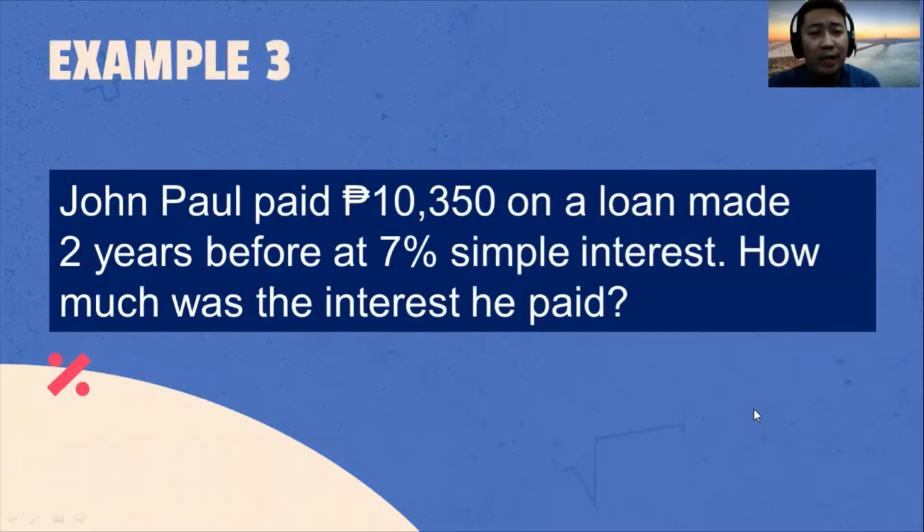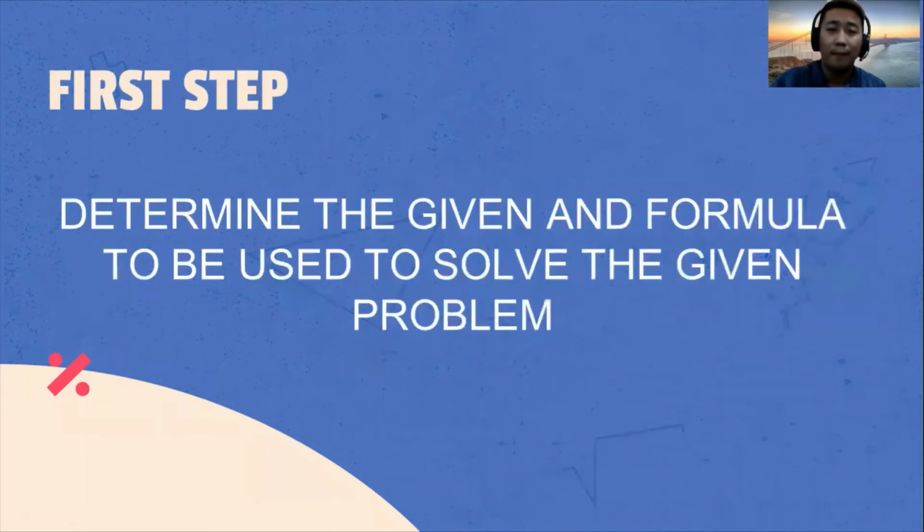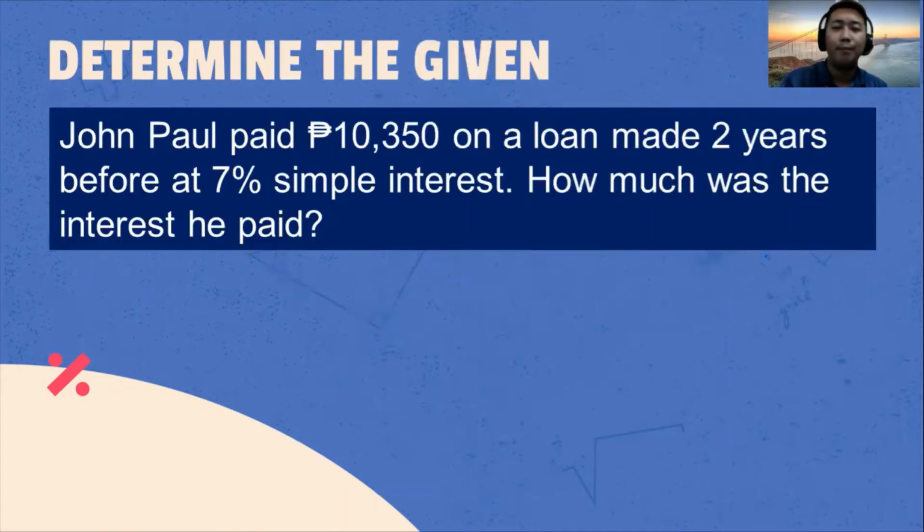Let's now try to solve another problem. Example number 3. John Paul paid 10,350 pesos on a loan made 2 years before at 7% simple interest. How much was the interest he paid? Since John Paul paid the loan already, that means the 10,350 pesos is not the principal amount. What are the steps in terms of solving this problem? Determine the given and formula to be used to solve the given problem.